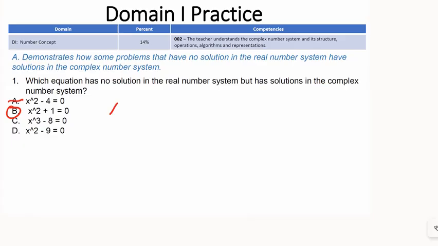x cubed minus 8 equals 0. All right, same thing. I'll draw that line. All right, help me out. How can I move that negative 8 to the right side? Add 8 on both sides. Boom. My answer on the other side is 8, and this is x cubed. How can I get rid of the cube?